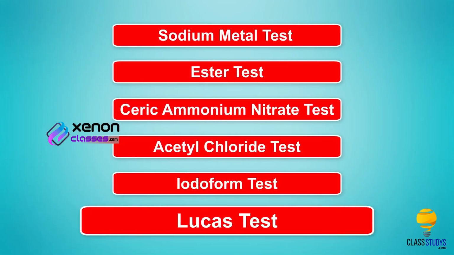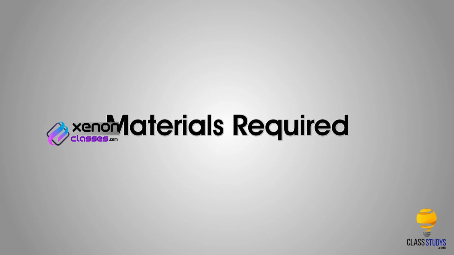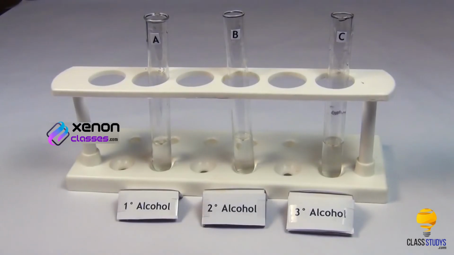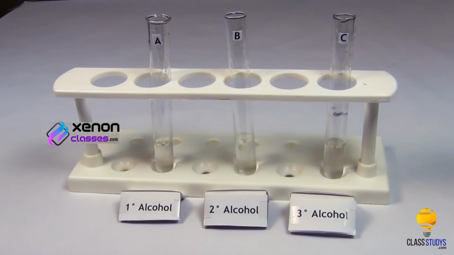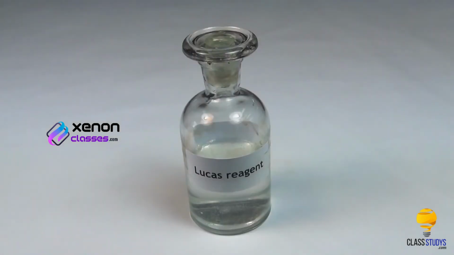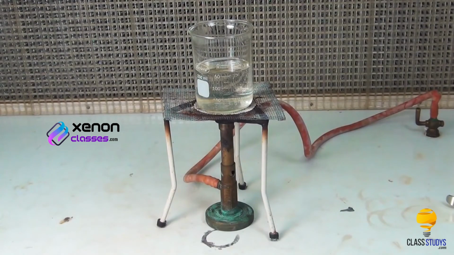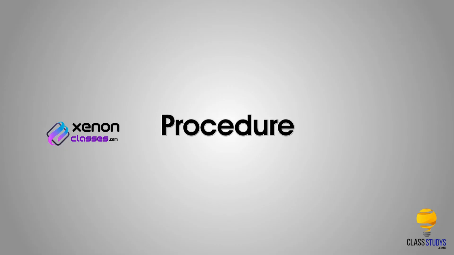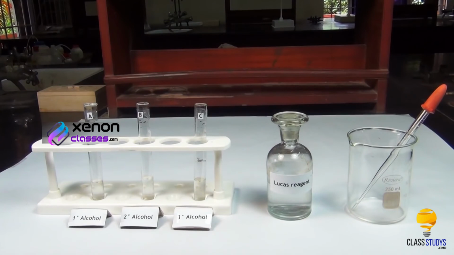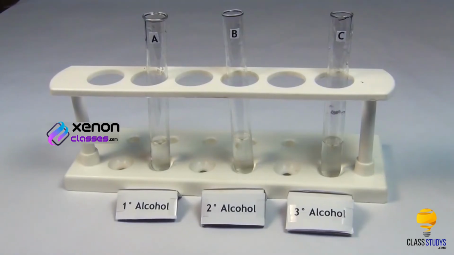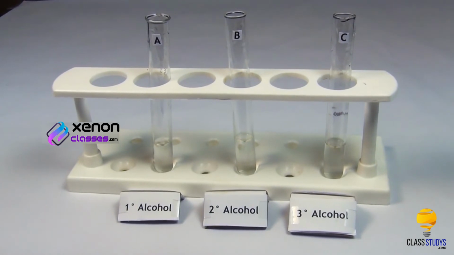Lucas test. Materials required: primary, secondary and tertiary alcohols, Lucas reagent, dropper, and water bath. Procedure: take a small quantity of primary, secondary and tertiary alcohol in 3 different test tubes labeled as A, B and C.